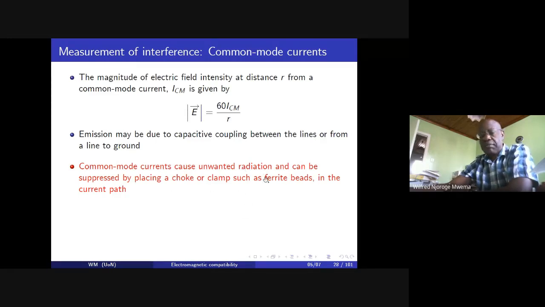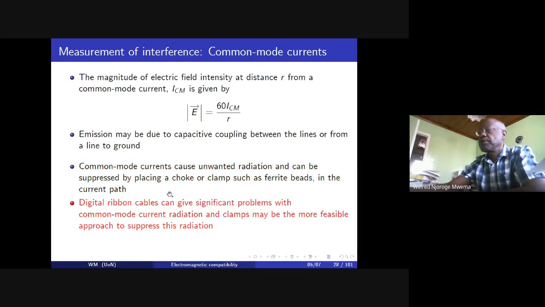A ferrite bead is made in the form of those beads on necklaces, but they are made of compacted ferric oxide particles that are sintered, with a hole where you pass the lead of your components through the bead. They concentrate the magnetic field around the component rather than letting it leak away.